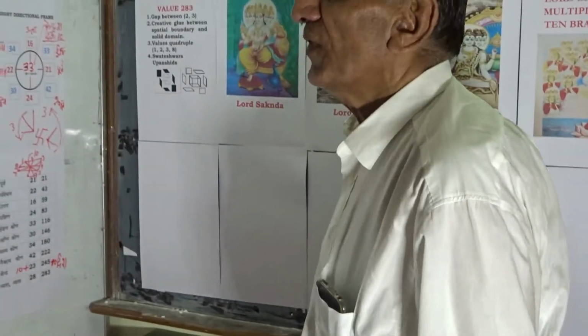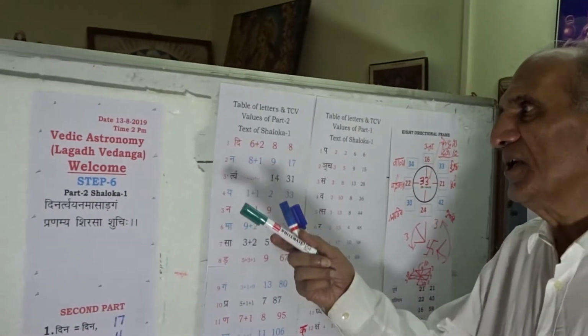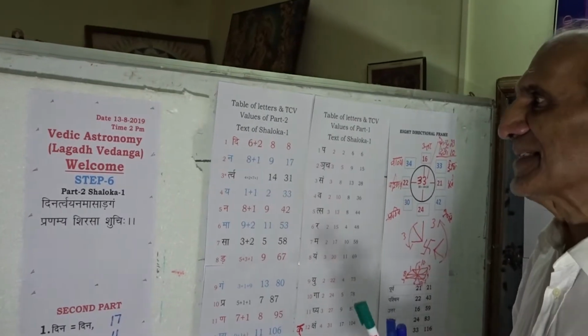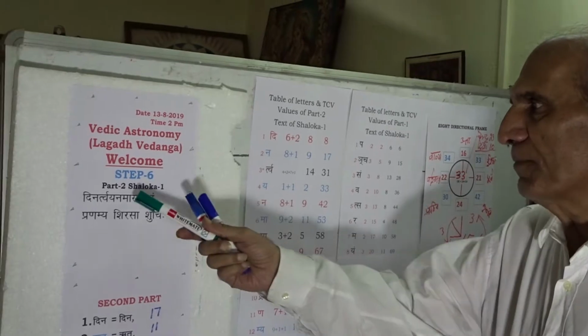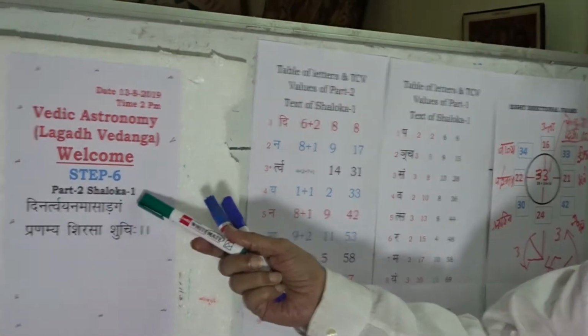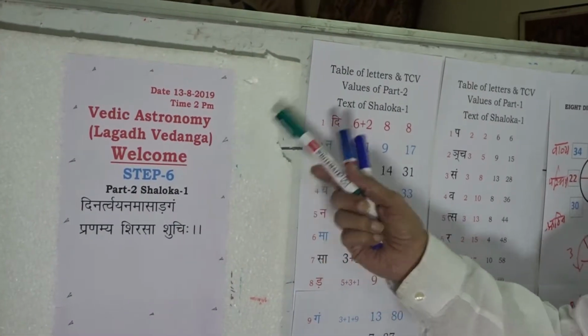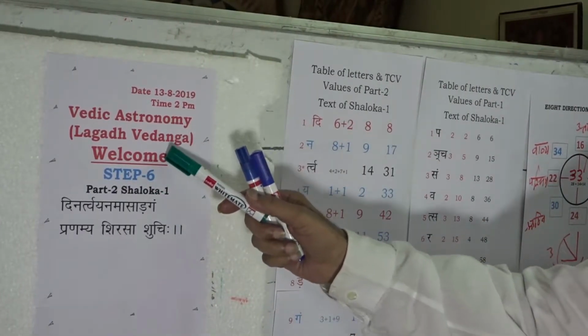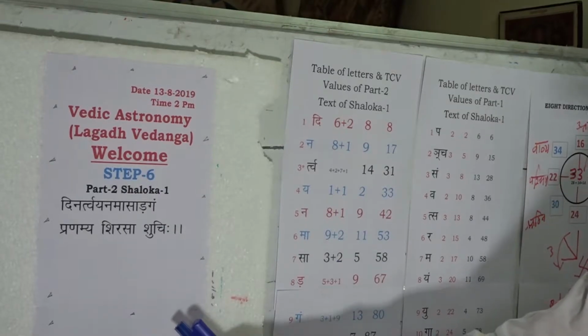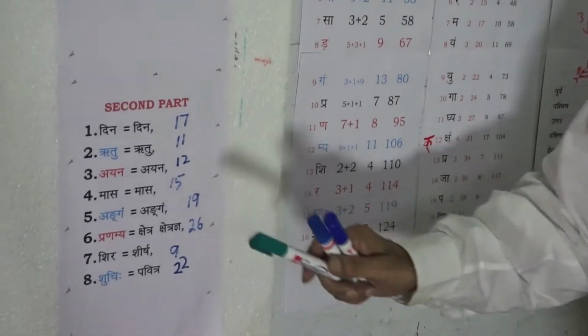Welcome to Vedic Astronomy Initiation and Exposure classes. Today our focus is going to be upon part 2 of Shloka 1 of Lagdha Jyotish Vedanga. Part 2 of Shloka 1 of Jyotish Vedanga is availing 8 formulations.